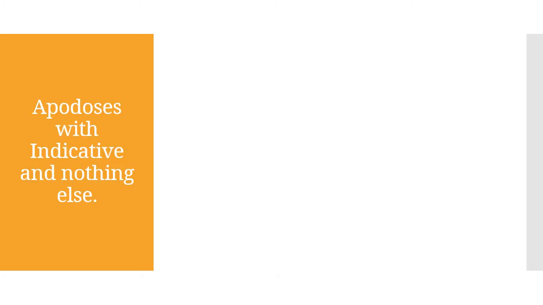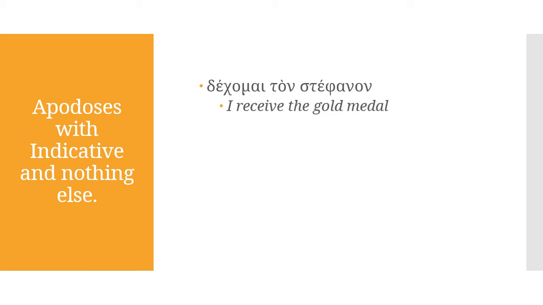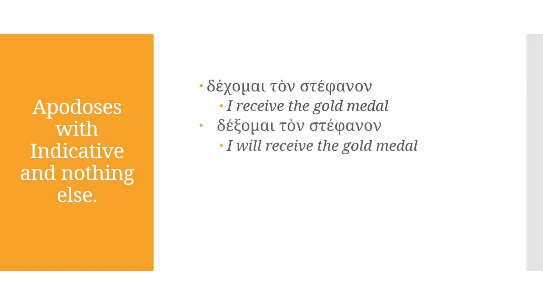Firstly, we're going to look at apodosis with an indicative and nothing else. So a bare indicative. Δέχομαι τὸν στέφανον. I receive the gold medal. Now, if you're paying attention, stéphanon and gold medal are not direct equivalents, not direct translations. But in my terms, receive the gold medal is clear of meaning in English, and the best representation for that in Greek is ton stéphanon. Δέξομαι τὸν στέφανον. I will receive the gold medal.